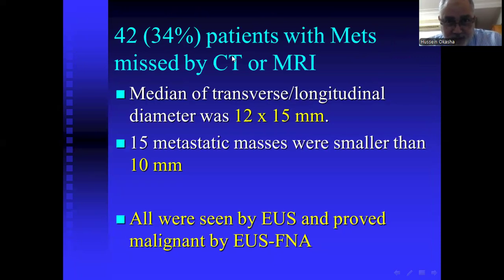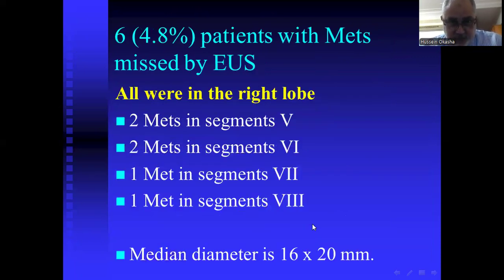For the 42 patients with metastasis who were missed by CT or MRI, their median transverse longitudinal diameter was 12 by 15, rather small lesions, and 15 metastatic masses were smaller than 10 millimeter. All of these lesions were seen by endoscopic ultrasound and proved malignant by EUS FNA.